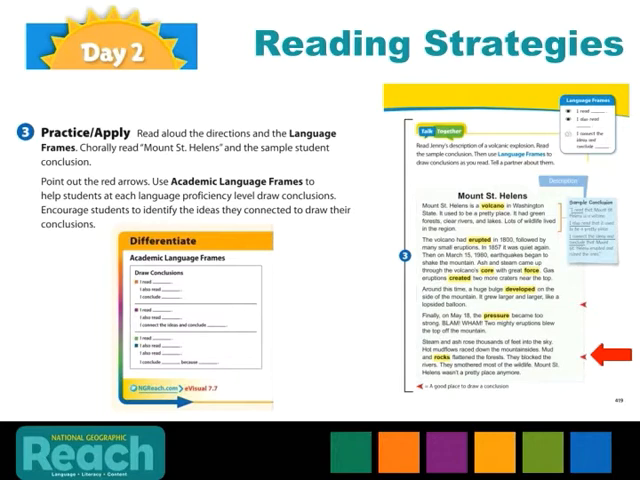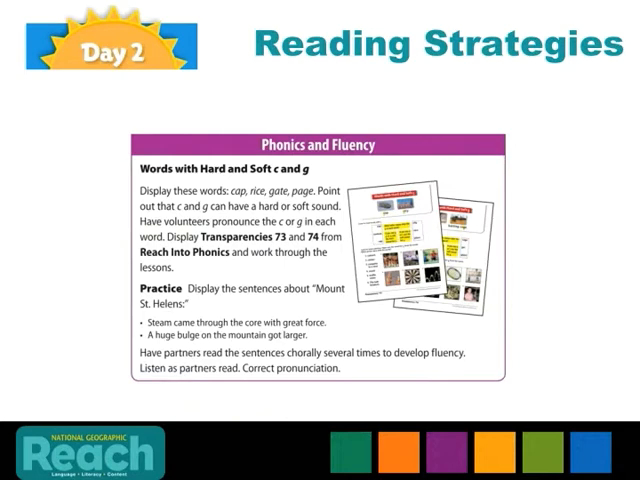As you can see by the red arrows, while students are chorally reading Mount St. Helens, there are on-page supports that show them good places to draw conclusions in the reading passage. Also, on day 2, there will always be mini phonics and a fluency lesson. These lessons can be used to practice and review phonics skills that are thematically related to the content of the selection.